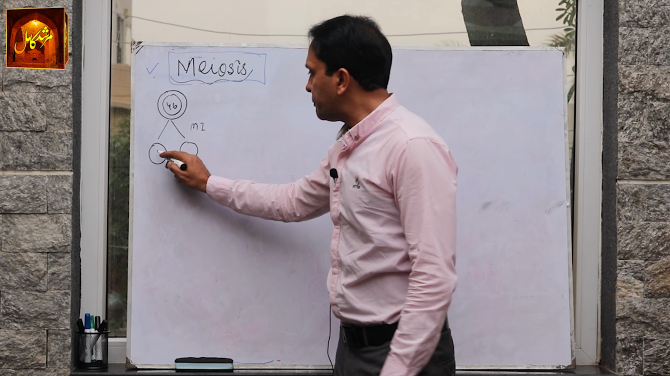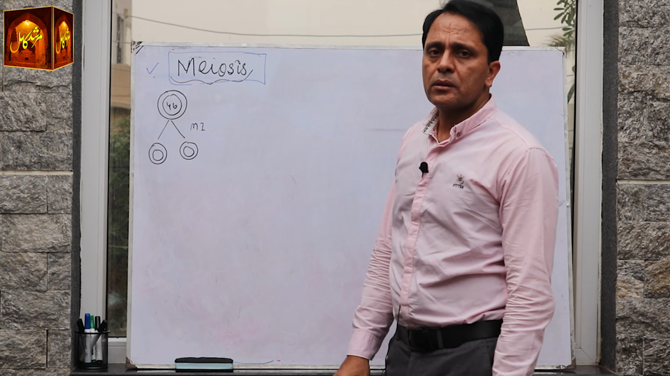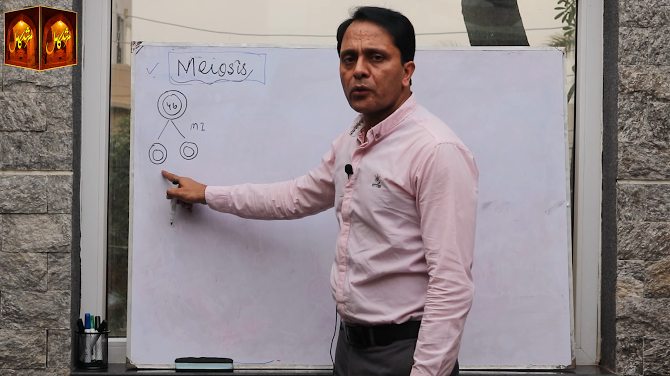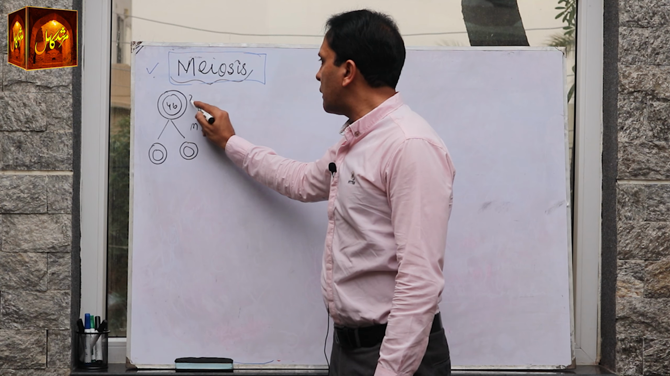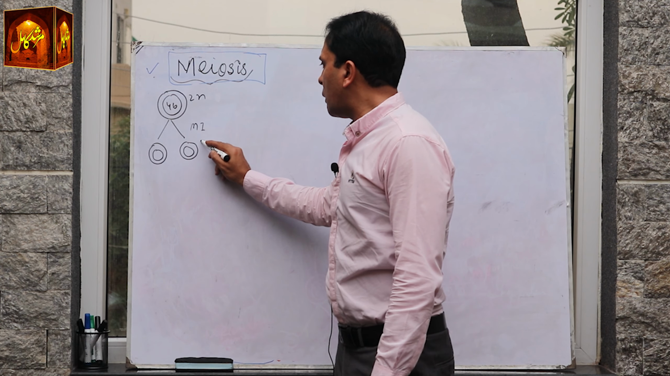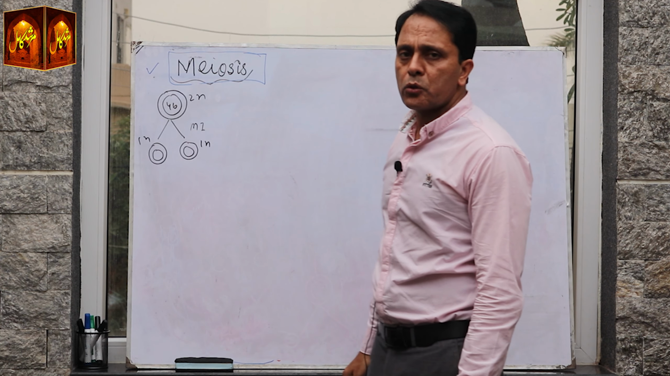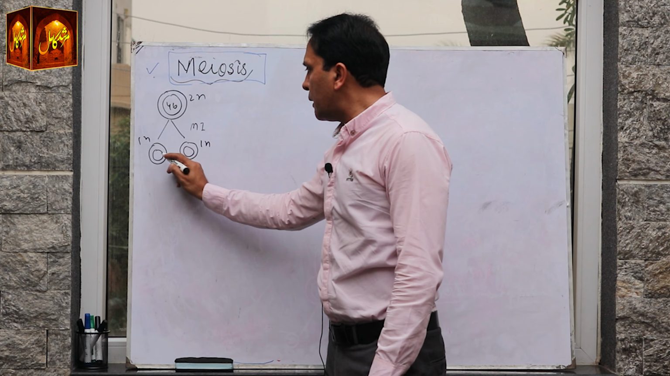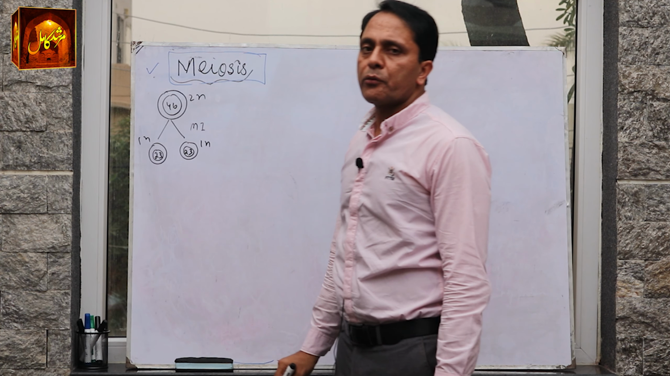But when we compare it with mitosis, in these two cells the number of chromosomes becomes half. Now they are haploid numbers, n. Over here we will write 1n or simply n number of chromosomes. If 46 chromosomes are there in the parental cell, these two daughter cells will have 23 chromosomes in both.